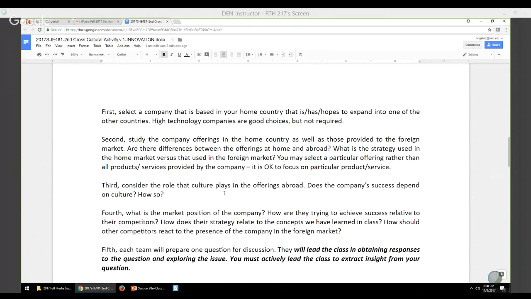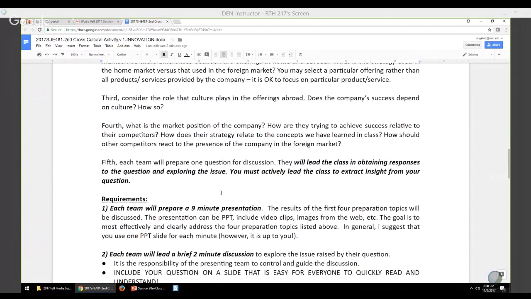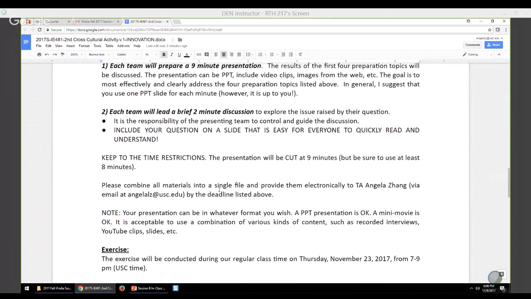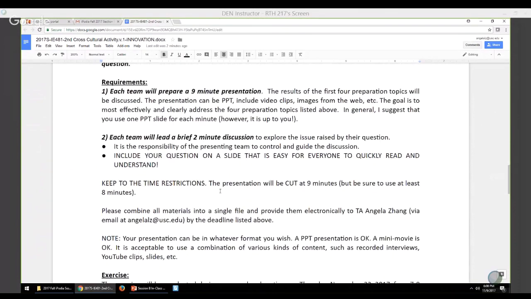If you would scroll down to the next half of the page, just for the requirements: a 9-minute presentation, and then a 2-minute discussion. That's basically it, and we'll go through team by team. There'll be 9 teams. The TAs will create your teams shortly, and that's what we'll do. Are there any questions? As before, you will email all your information to TA and Lizette.